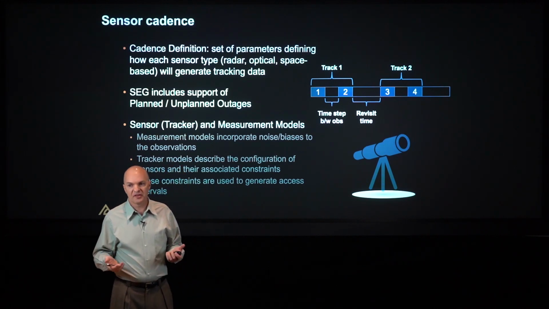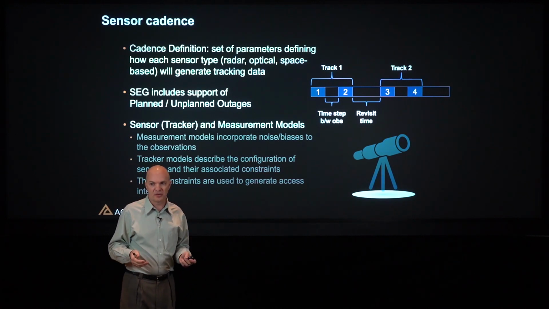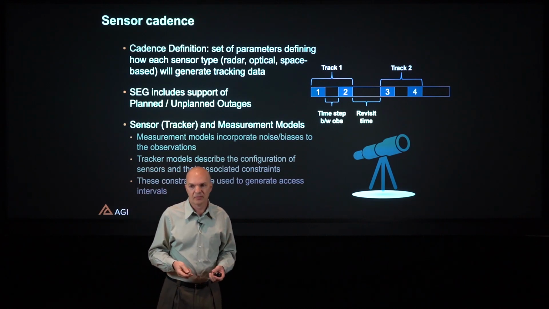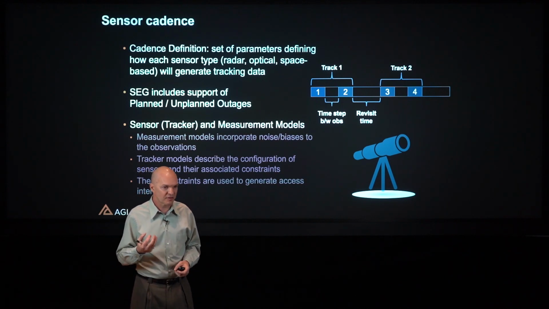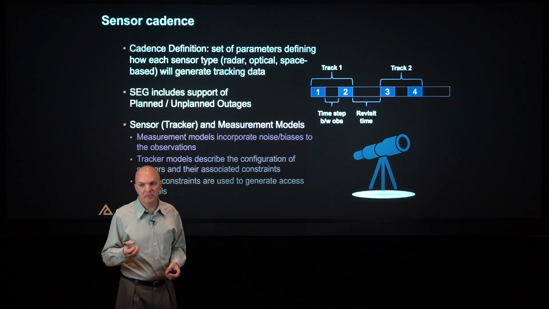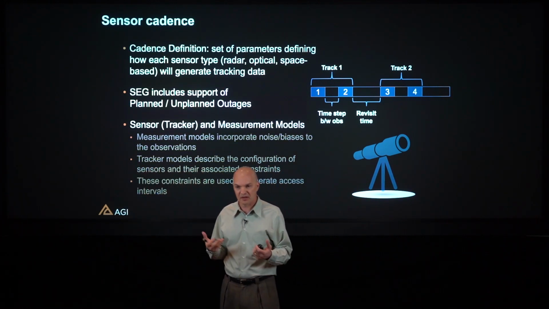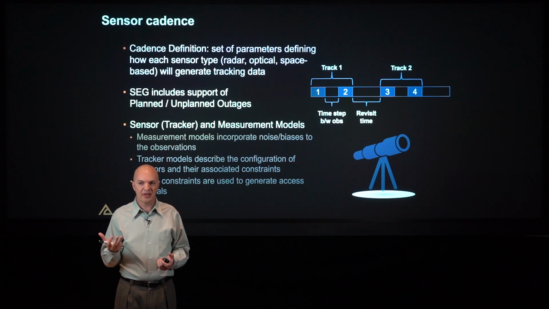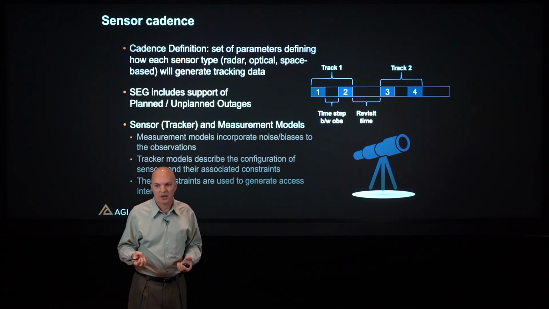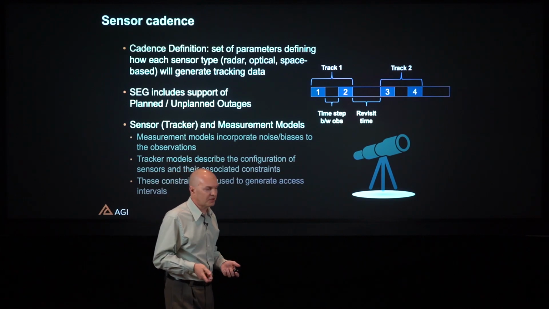What we do is, given the locations of the sensors and the constraints on each sensor, we compute all available access intervals between the sensor and each space object. For those, we subselect a set of intervals to meet these cadence definitions and generate observations over those intervals. Again, these observations include the measurement biases and the measurement noise expected for each of these sensors. That gives the number and the quality of the data, which allows the trainer to control the difficulty of the scenario. This allows modeling more realistic uncertainties that we talked about in the requirements.